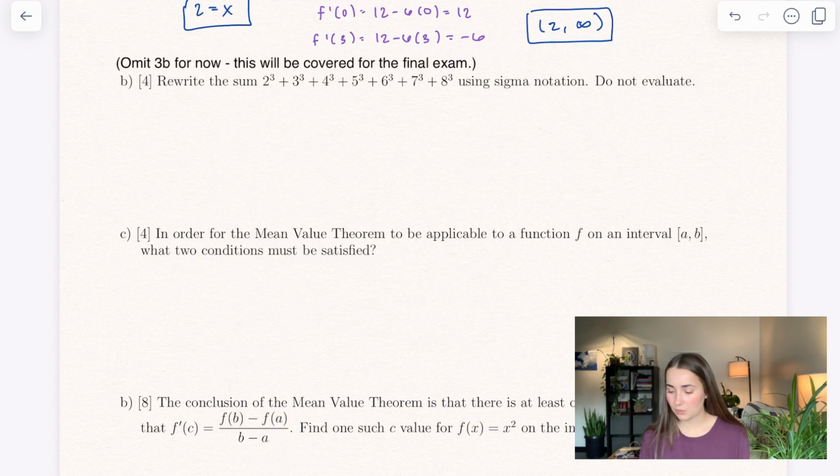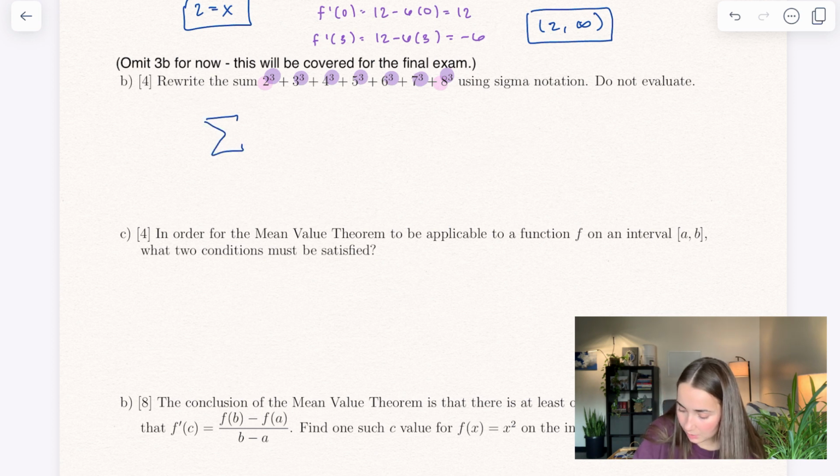Part B is asking us to rewrite the sum using sigma notation, and we don't have to evaluate it. So remember, there's so many different ways that you can write a sum. The first thing I notice here is that everything is raised to the power of 3. And I also notice that I'm counting up, starting at 2 and ending at 8. So this means this is going to be the sum of our number raised to the power of 3, and we start at 2 and we end at 8. And so that is one way that we can write out the sigma notation. Remember, I said there's multiple, so this is not the end-all be-all, but it's one great way.